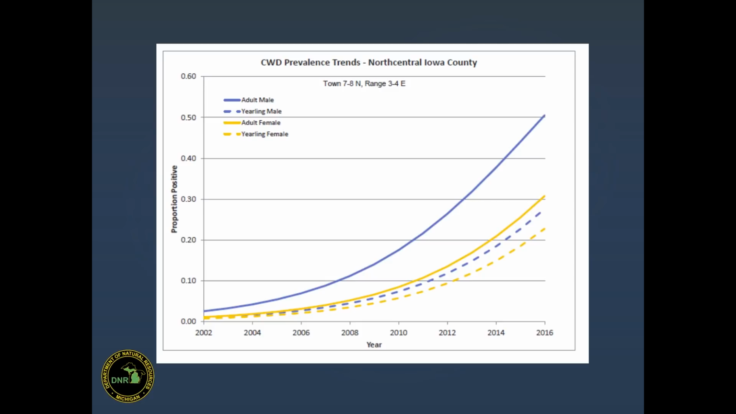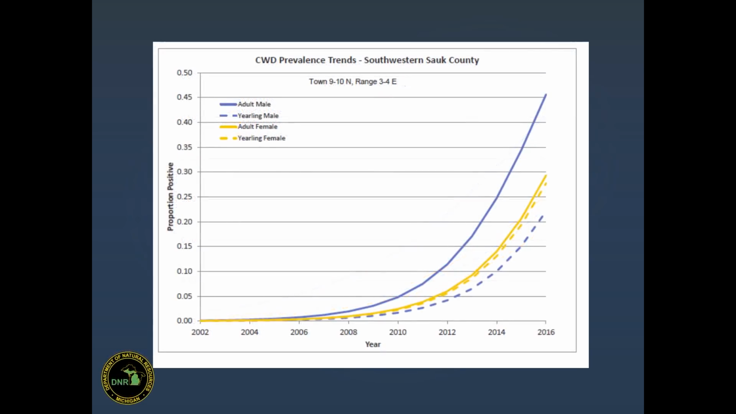You see this exponential growth in the prevalence rate, and that's the concern. It's not where you start. If you could keep it at that 1 or 2% level, it probably wouldn't have much of an impact on your deer herd, but it's very hard to keep it there. And what we're seeing in Wisconsin is that it does continue to increase in the deer population. And you can see here with adult male deer, 50% are infected in north central Iowa County in this unit. Just north of there in southwestern Sauk County, you see the same exponential growth that you're seeing elsewhere.